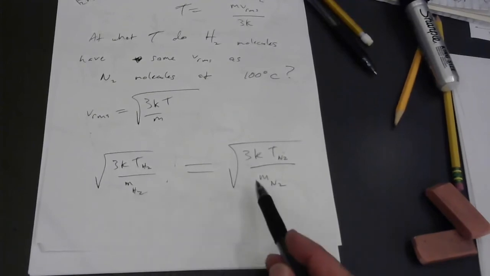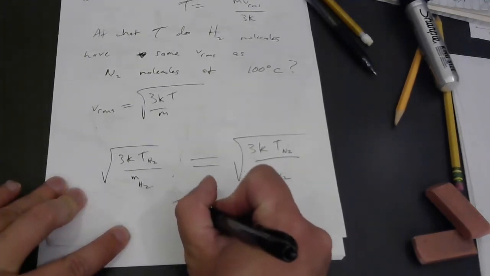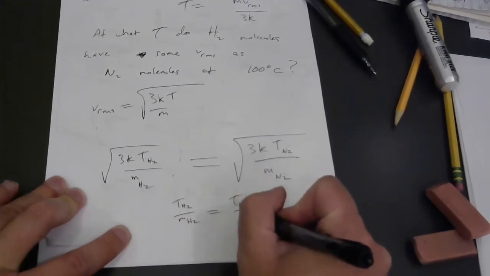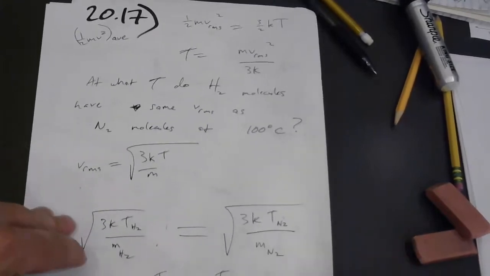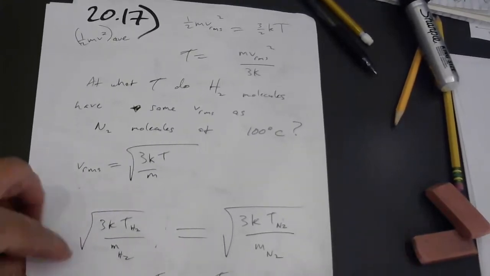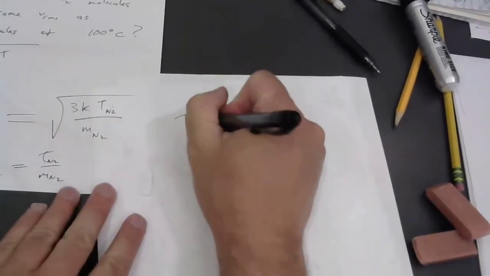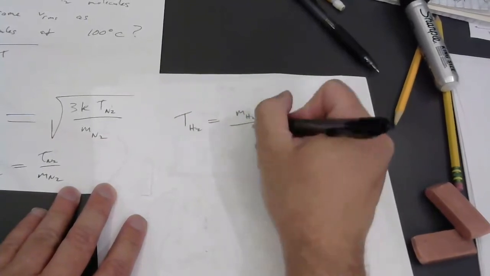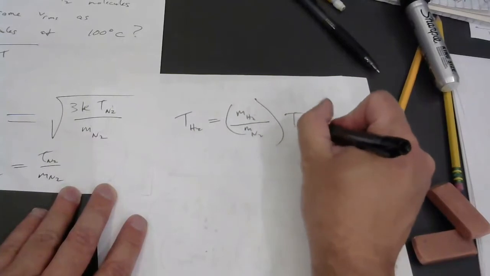All right, what can we get rid of here? The 3 and the K, don't need it. They divide out. Let's square both sides, and we would have this. Temperature of hydrogen over mass of hydrogen, temperature of nitrogen over mass of nitrogen. Simple ratios here. And we're interested in the necessary temperature for the hydrogen. So the temperature of the hydrogen would be, see that? It's the reciprocal ratio.